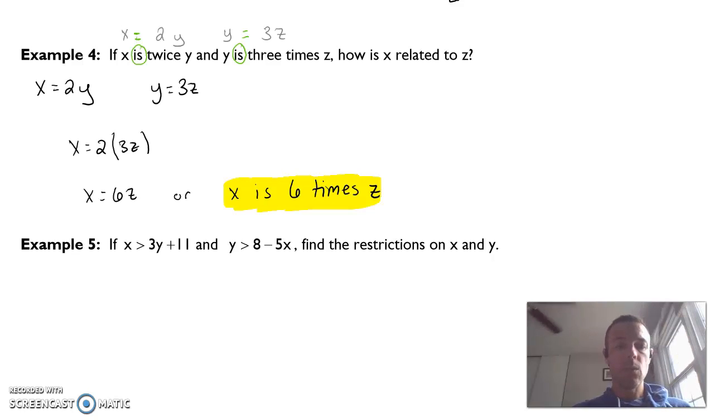In this case, we see the word is, so these are not inequalities, these are equations. If it said it's greater than or is less than, then we have inequalities. The word is, without the addition of less than or greater than, is going to mean it's an equation.